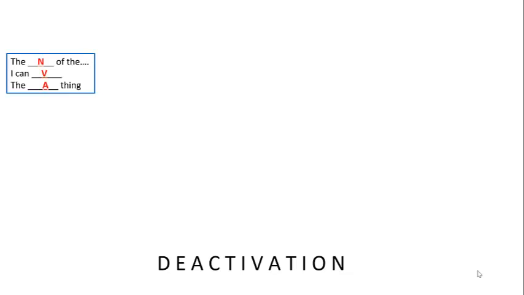So we use the template that I've provided to you in class before: the blank where the noun fits into that slot, I can blank where the verb fits into that slot, and the blank thing where the adjective fits into that slot. So using those 3 sentence templates, we should be able to figure out all the syntactic categories of word components as we progress.